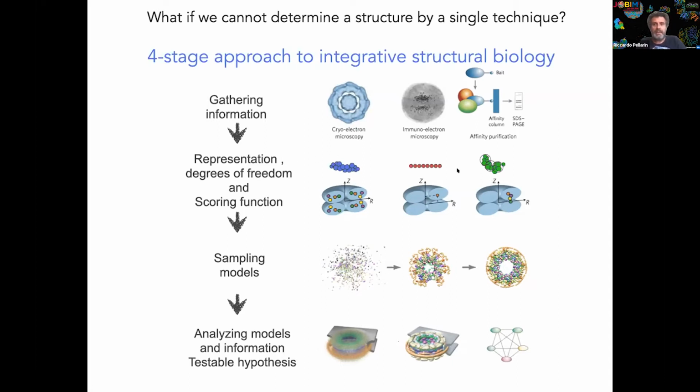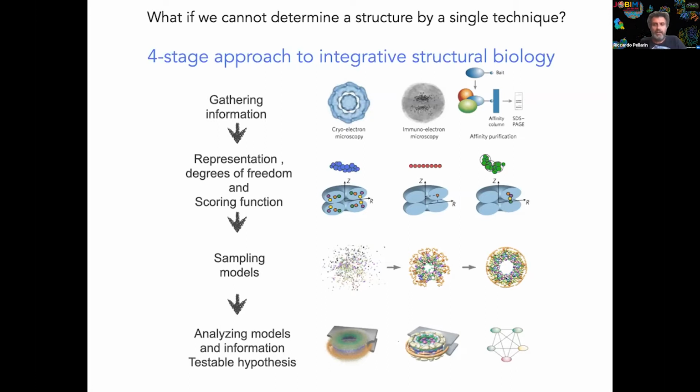And this will set up the degrees of freedom for your system. All the information you gathered at the first stage will be encoded into a scoring function, which ranks the models according to how well they fit the input information. After you have the degrees of freedom and the scoring function, what you do is sample these models. You let them simulate, according to this scoring function, and assemble in the computer.